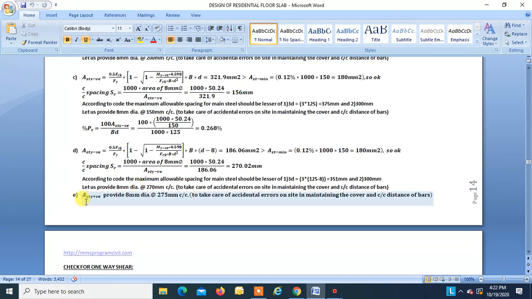ASTY positive is found to be, the moment is very less, and the steel is found to be minimum. So we will be providing 8 mm dia about 275 mm, and this spacing is less than 300 mm, so it is okay, right? So this is how we found the steel for the slab S1.